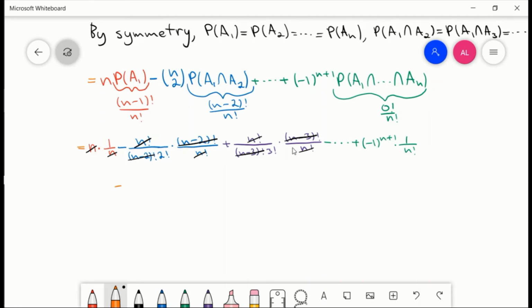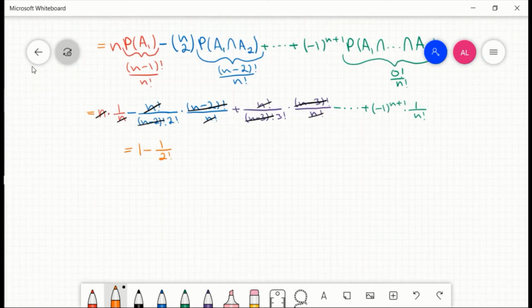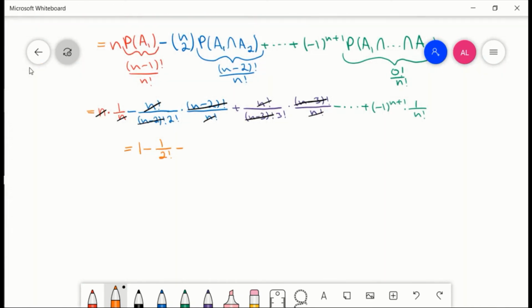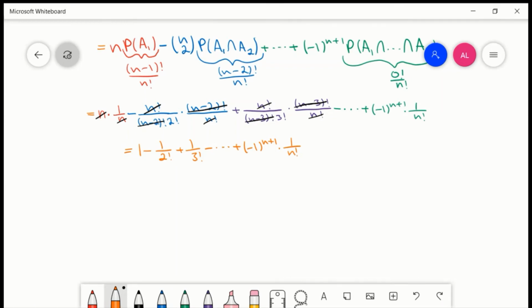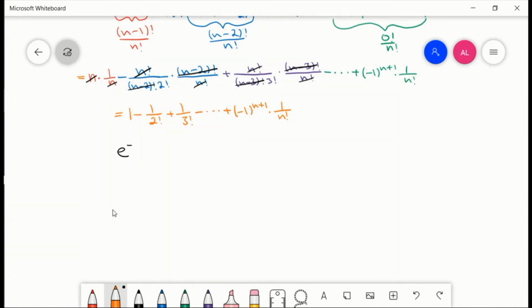Basically everything cancels here. And all that is left is that the probability of A1 or A2 or A3 all the way to An happening is 1 minus 1 over 2 factorial plus 1 over 3 factorial, and so on to negative 1 to the n plus 1 over n factorial. So now this, if you know Taylor series, this should definitely ring a bell.